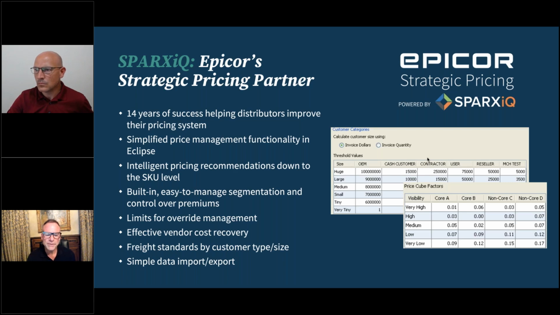In addition, this has become a really important topic in the last 12 months. There are important freight recovery tools built into this module that help distributors turn their freight from a cost center into a profit center. And with freight rates roughly doubling over the last 12 to 18 months, this is a good time for distributors not only to address product pricing, but also how they price their freight to their customers. And best of all, these tools have been simplified in terms of push button import and export of data to and from SPARXiQ.